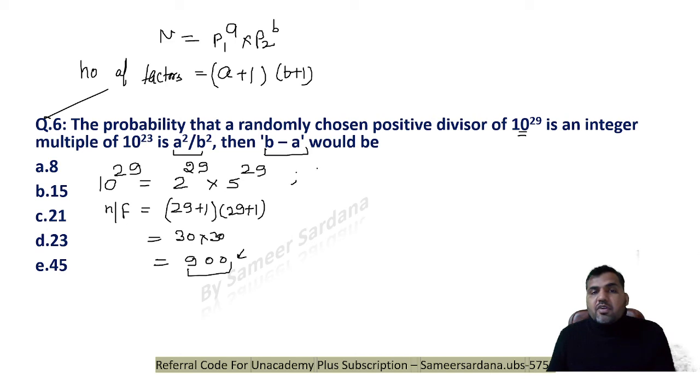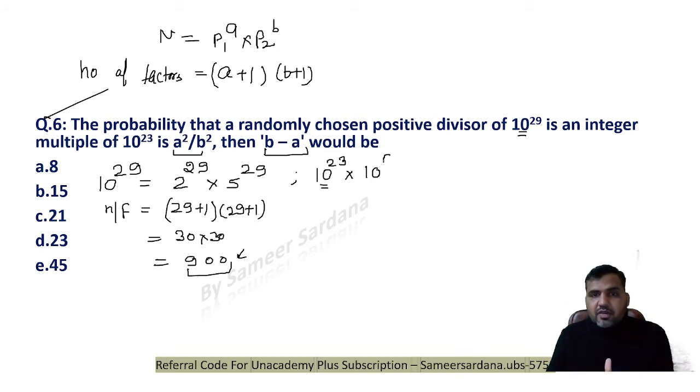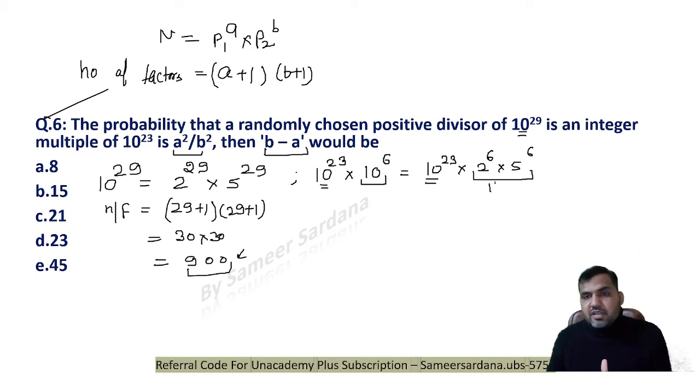If I want the positive divisor that I'm selecting to be a multiple of 10 power 23, then I have to make sure that the power in which I'm selecting has to be at least 23. That means the number has to be 10 power 23 into 10 power 6, right? The number of factors of this 10 power 6, that is 2 power 6 into 5 power 6, so the divisors which are multiples of 10 power 23 will be 7 into 7, that means 49.